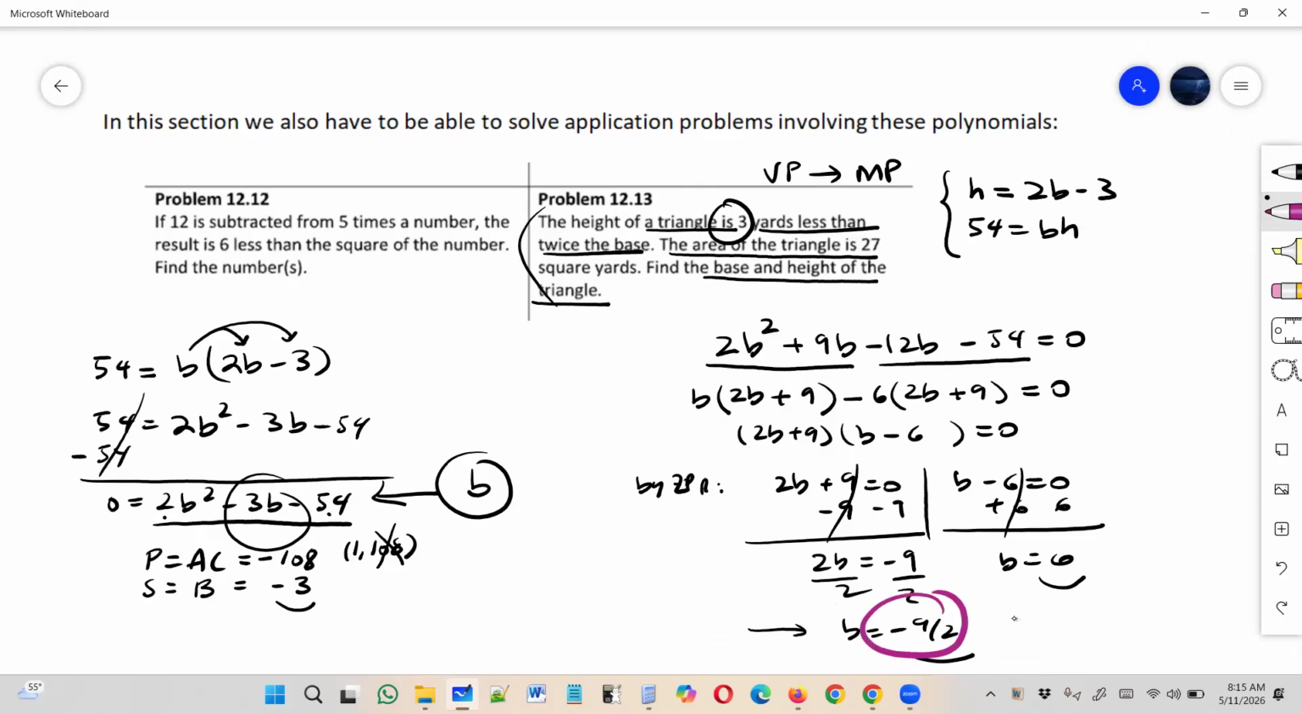Can this be the base? Negative 9 over 2. The answer is no. Why? Because it's negative. So there is only one possibility for the base. So you only consider the base. All I have to do now is find the height. What do I do? I go back here.